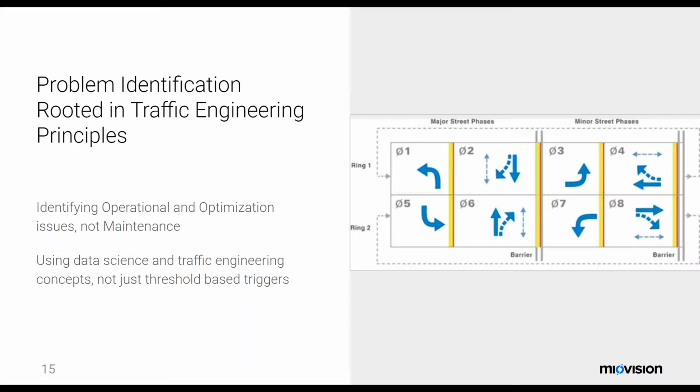I want to clarify that the approach we're taking is a traffic engineering approach towards these problems. We're not simply setting some kind of threshold and identifying a problem based off of that. We are identifying problems within the context of the ring barrier diagram, for example.